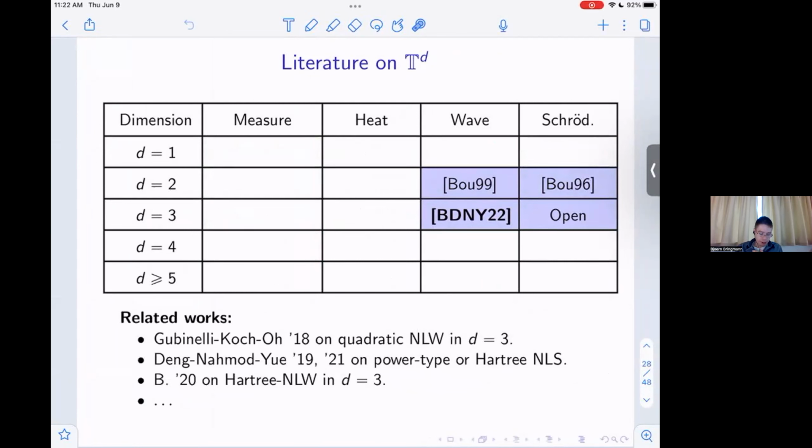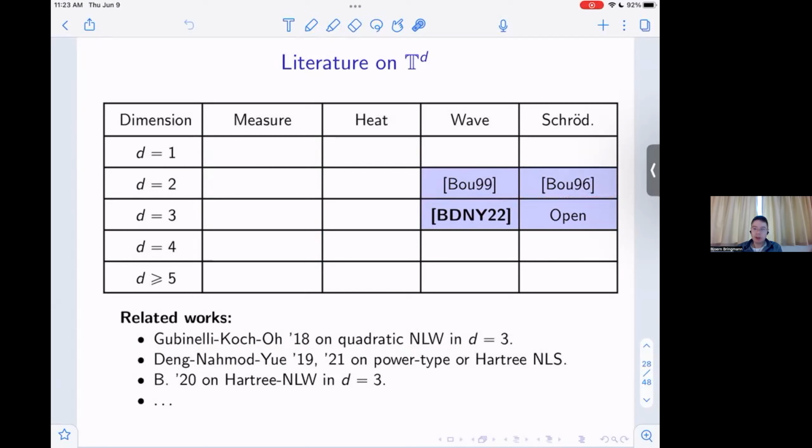So first, there was this phenomenal paper by Gubinelli, Koch, and Oh, which was also briefly discussed by Gubinelli in the last talk in this series. And they addressed this quadratic nonlinear wave equation. Okay, so they didn't look at a cubic nonlinearity, they looked at the quadratic case in dimension 3. So this sits kind of in between here. Okay. There's more work by my co-authors, which treated power type NLS in dimension 2 or Hartree NLS in dimension 3. So this would sit somewhere in between here.